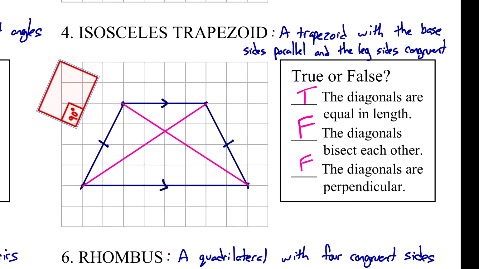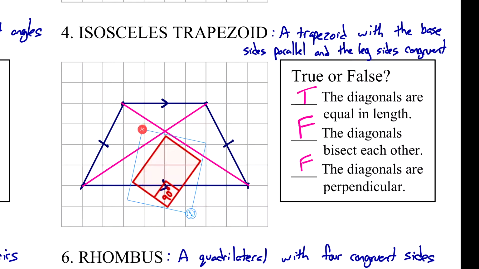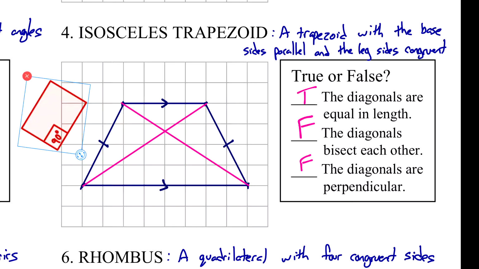So we have the diagonals are equal in length, but it's still not 90 degrees. So it's still not perpendicular, and they do not bisect each other. A lot of times people will think they bisect each other because they're equal in length, because it just looks nice. But remember, bisect means how they get split. So in this case, they're not the same size. So we cannot say they bisect each other. So that's a false.